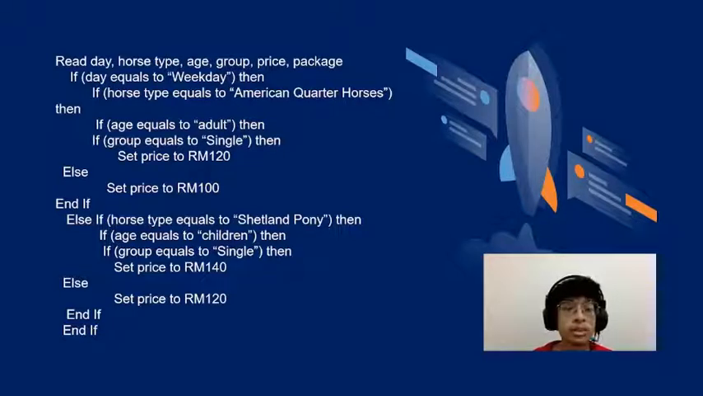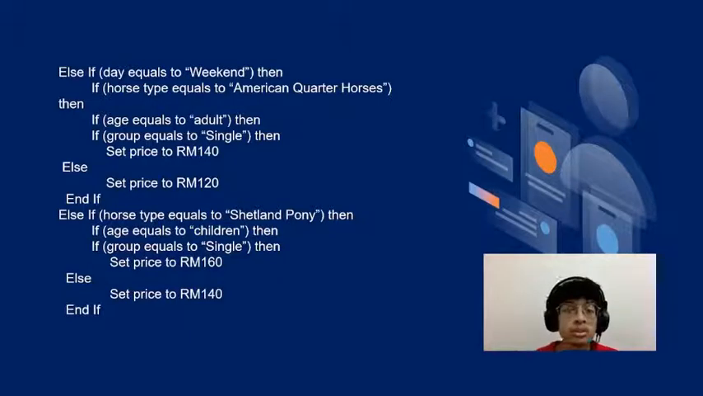If day equals weekday, then if horse type equals American Quarter horse, then if age equals adult, then if group equals single, then set price 120, else set price 100. And if horse type equals Shetland pony, then if age equals children, then if group equals single, then set price to 140, else set price to 120.